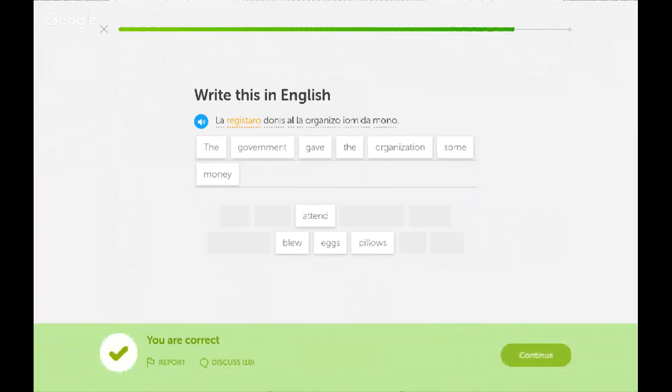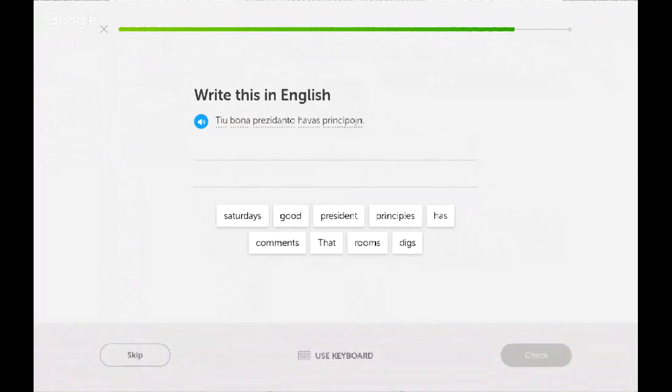Tiu bona presidanto havas principojn. Tiu bona presidanto. Again, the good president. That good president. Tiu bona presidanto. That good president has principles.